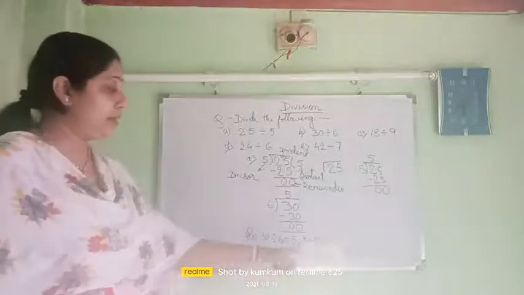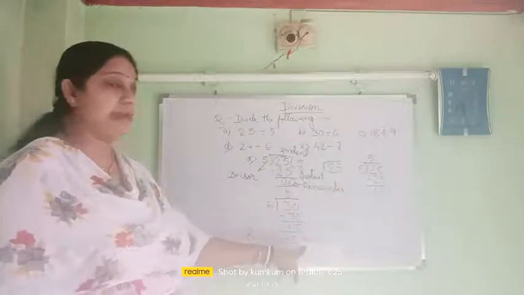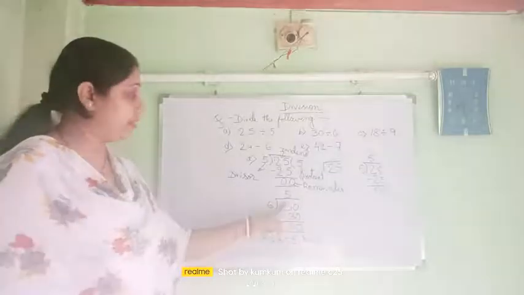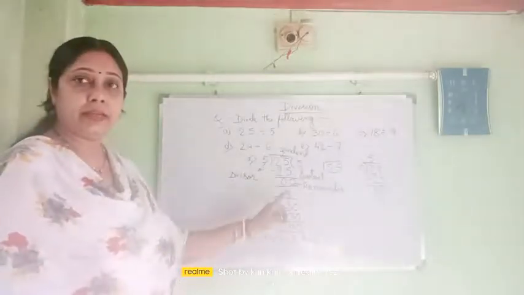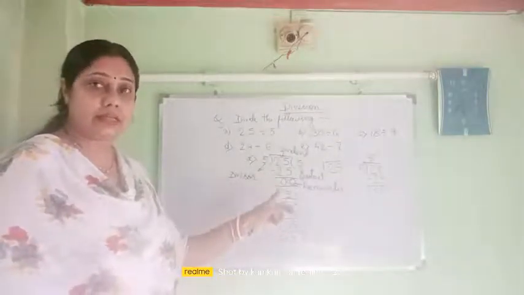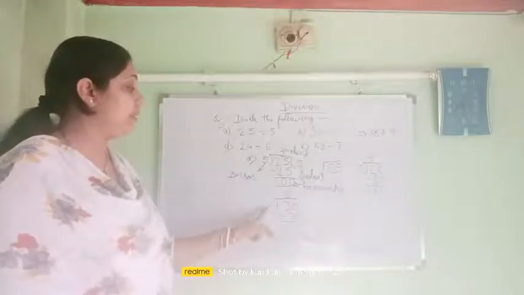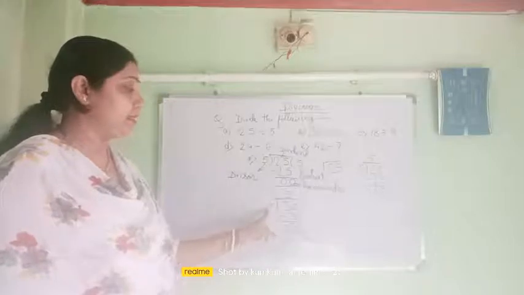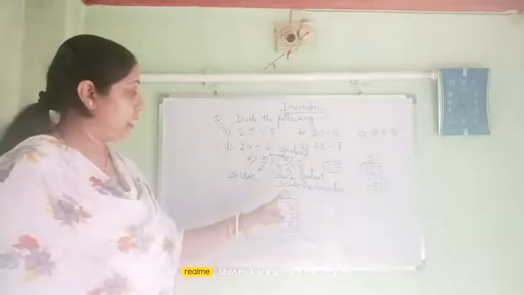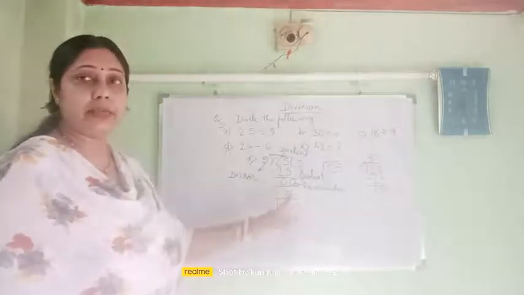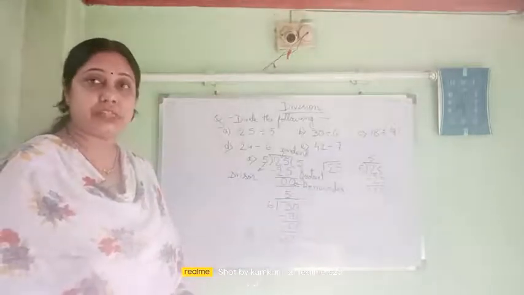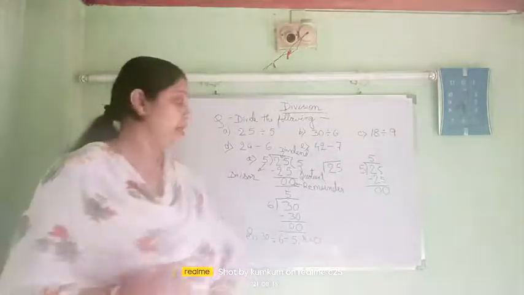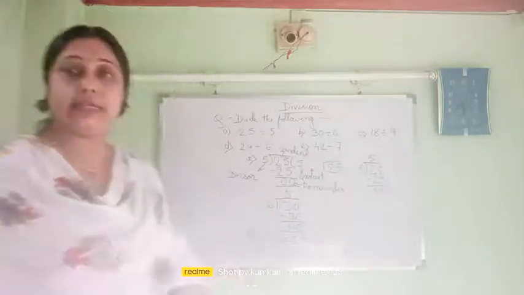R means remainder. The greater number 30 here is the dividend. The number by which you are dividing, 6, is the divisor, and the answer that is coming, 5, is your quotient. That means the answer that comes in your division is known as the quotient. So let us practice number C, D, E like this.